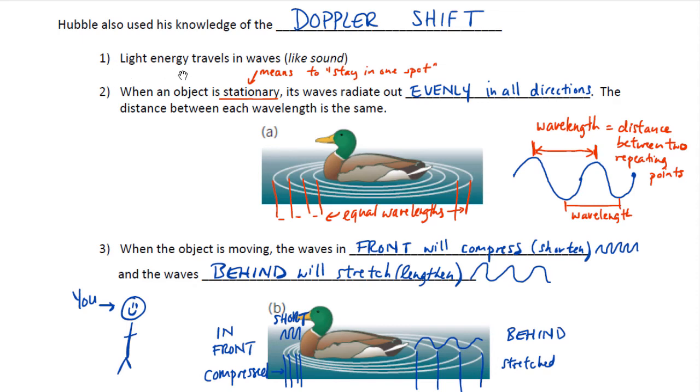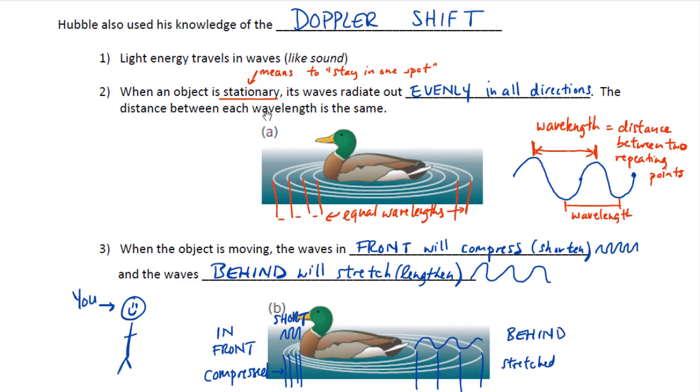Light energy travels a lot like a wave, kind of like the wave of an ocean, and moves a lot like sound would. Right? When an object is stationary, which means that it stays in one spot, so for example, a duck sitting on the water, if it was just staying in the one spot, you would see these little waves moving out from it evenly in all directions away from the duck. Okay? And you would see that the distance here and the distance between the next wave and the distance between the next wave, that is all the same.